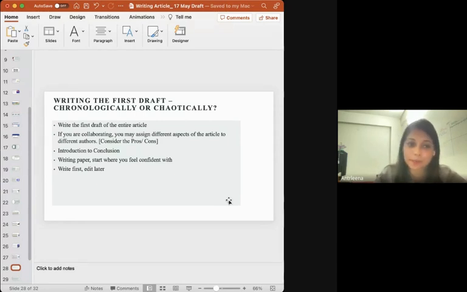Yes, write the paper. Start where you feel confident, as I was telling you. Start with what you feel confident with, and write first and edit later. A lot of young researchers start writing the paper and start editing simultaneously, and it becomes a very, very difficult process. They get entangled in the process.